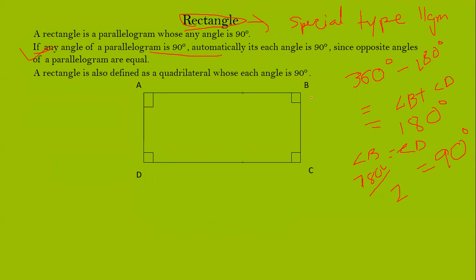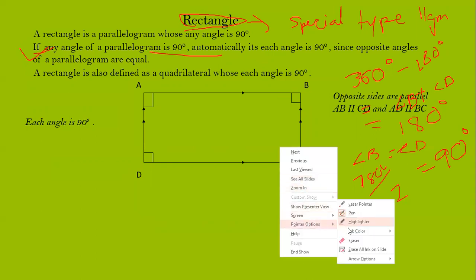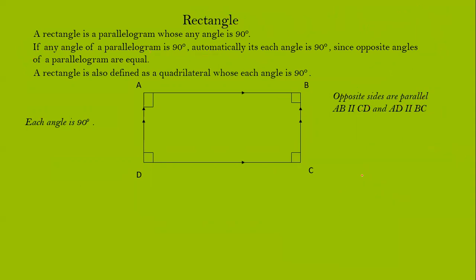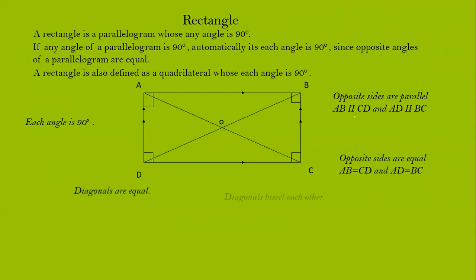Okay, what else? See, they are parallel. So AB is parallel to CD and AD is parallel to BC. Okay, so what else? Wait, I'm just clearing the screen. So opposite sides are parallel, each angle is 90 degree, opposite sides are equal because it's a rectangle, its diagonals are equal. Diagonals even bisect each other.